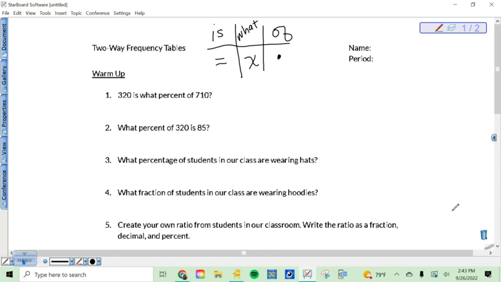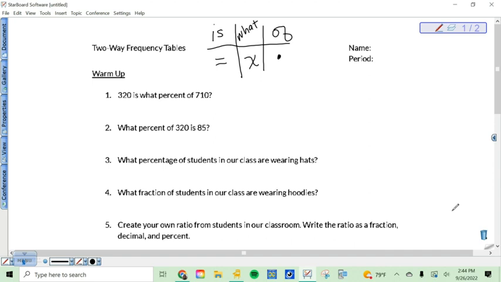I mean, you can use whatever variable you want to, but I didn't hear you say that. I'm sorry. It's not like you get points deducted because I didn't hear you. It's just my own fault. I can't hear everybody at the same time.